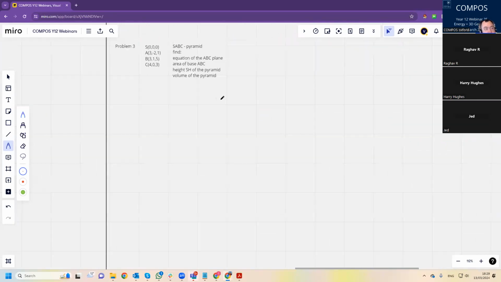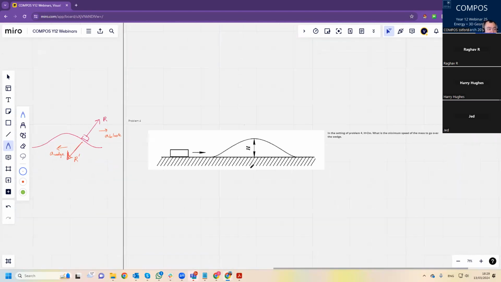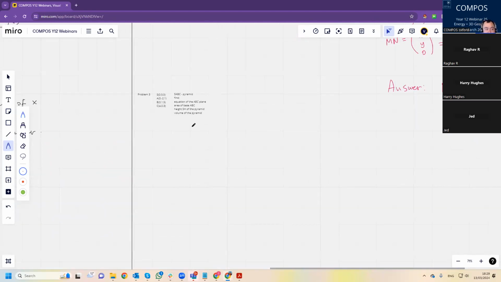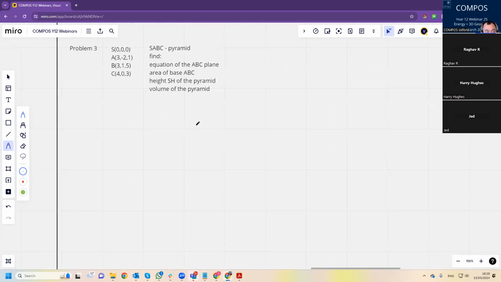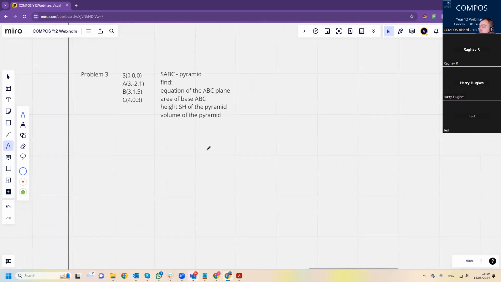Now, problem 3. This is the problem where, as I was talking about, I'm going to do some unusual stuff. You might be familiar with it. Has anyone encountered the triple product of vectors? Has anyone done the triple scalar product? It's a cross product and the scalar product together.